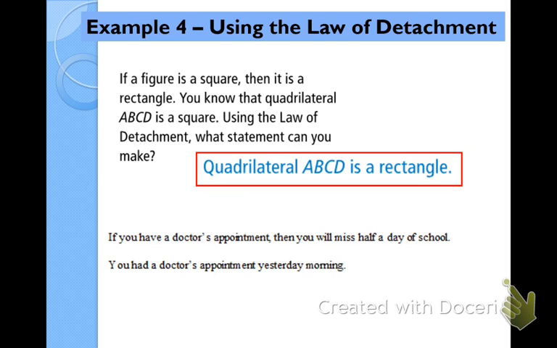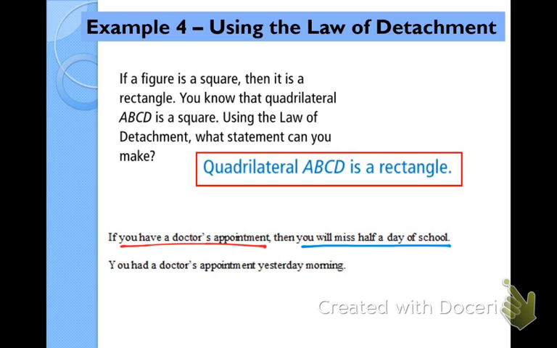Next example. If you have a doctor's appointment, then you will miss a half day of school. So here's what happens. What is my hypothesis? If you have a doctor's appointment, so you have a doctor's appointment. Conclusion: you will miss a half day of school.